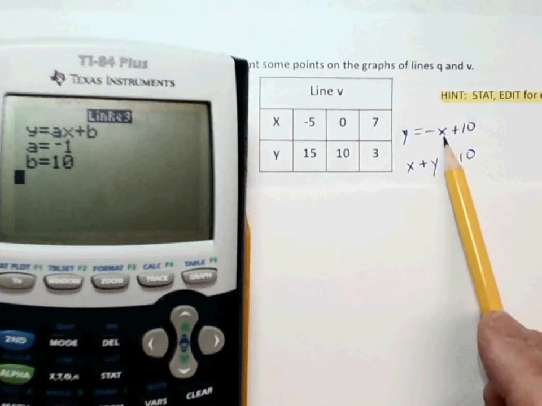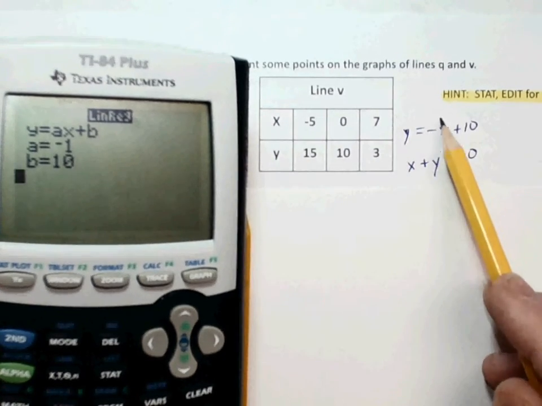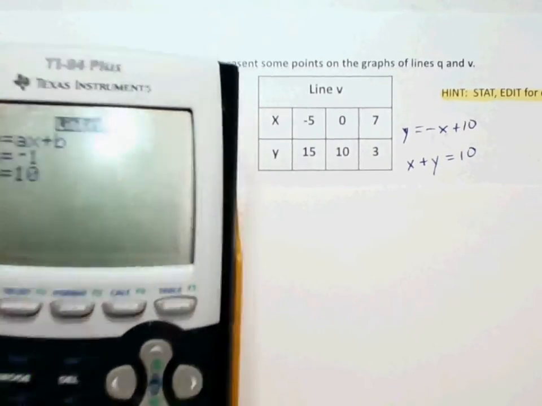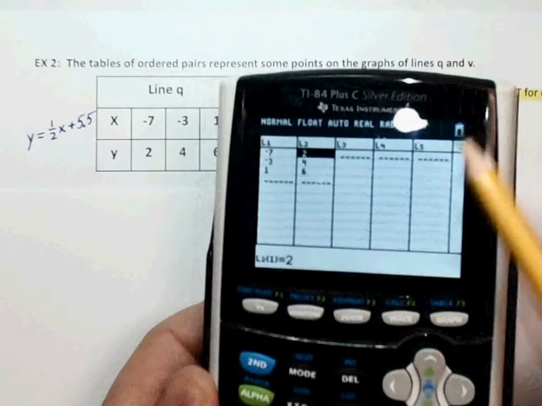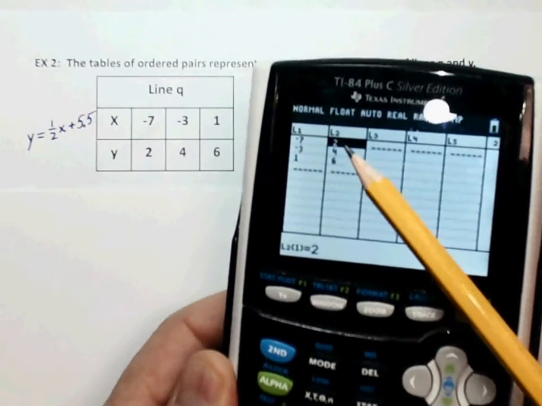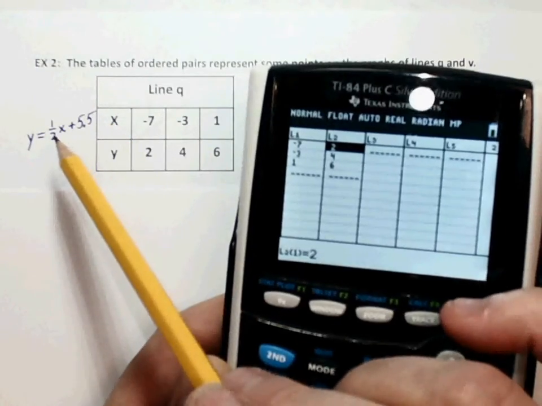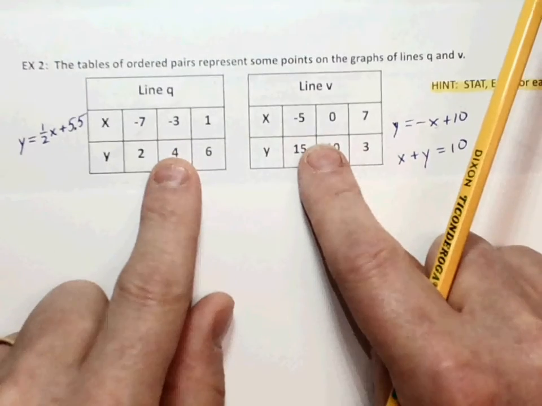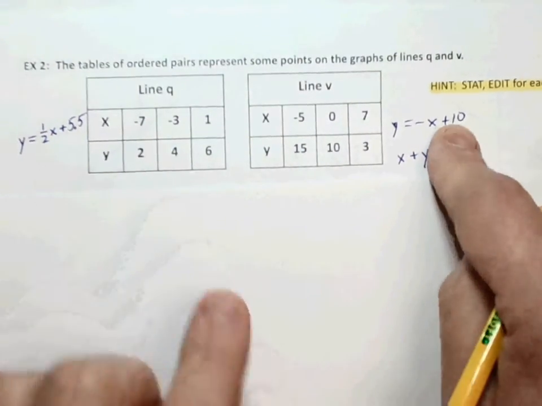So that's where I got this guy right here. Y is equal to -1x plus 10. Okay? And then if I look at my other guy right here, this is kind of smaller, but I do a regression for this one. And I wind up with that equation. So to get started, you need to do a regression when you're given a table. All right? In order to get some equations happening here.